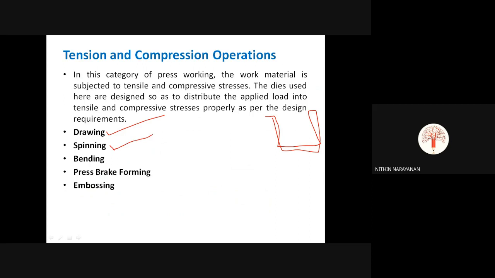The second one is the spinning operation, which we will be discussing in this chapter. Then there is the bending operation, then the press brake forming operation, then the embossing operation. Embossing we have already discussed. Embossing also comes under the tension and compression operations.